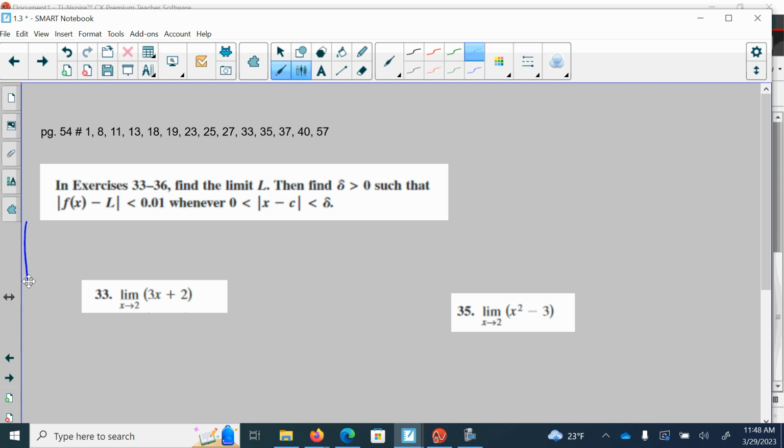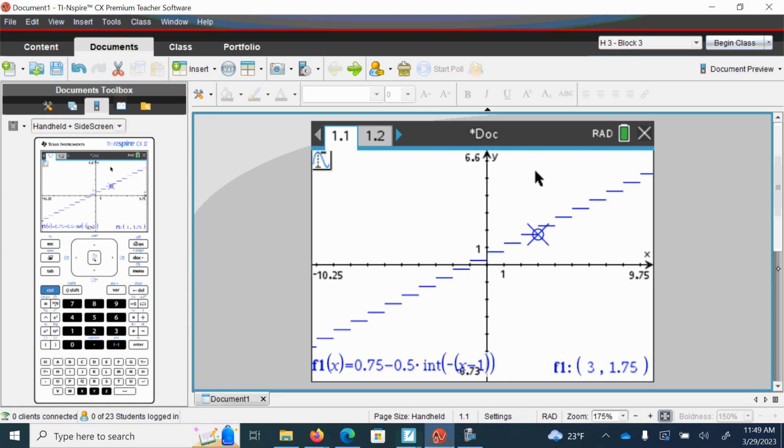So like let's do 33. If I put 2 into this equation, what do I get? I get 8. Everyone's good with the 8? So 3 times 2 plus 2 is 8. So I want to be within 0.01 of 8. What is the highest I could be? 8.01. What's the lowest I could be?